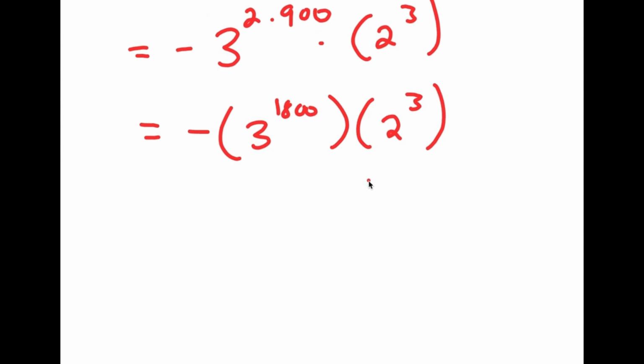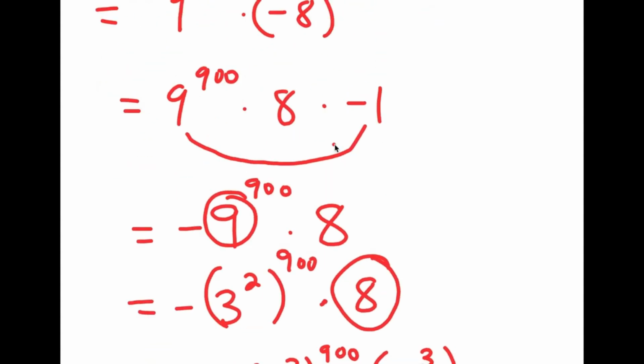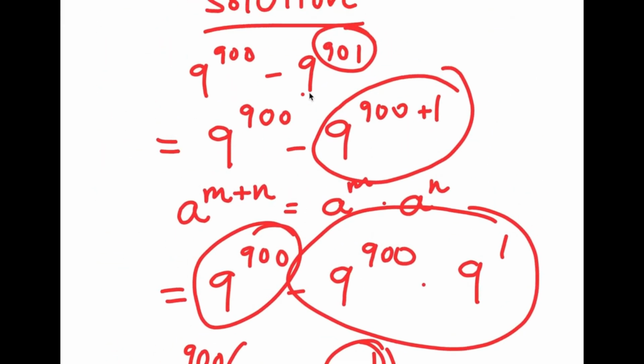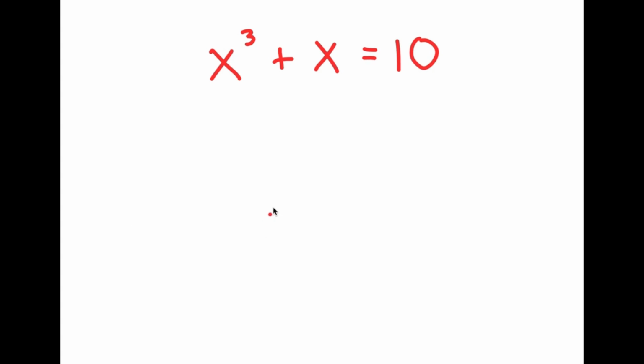So this is our answer in its most simplified form. If you want, you can try putting in 3 to the power of 1800, but that number is way too big for any calculator to actually be able to output. So this is the simplest form that we can put our answer in. So that is our answer to 9 to the power of 900 minus 9 to the power of 901, and see how much of a big difference it is.